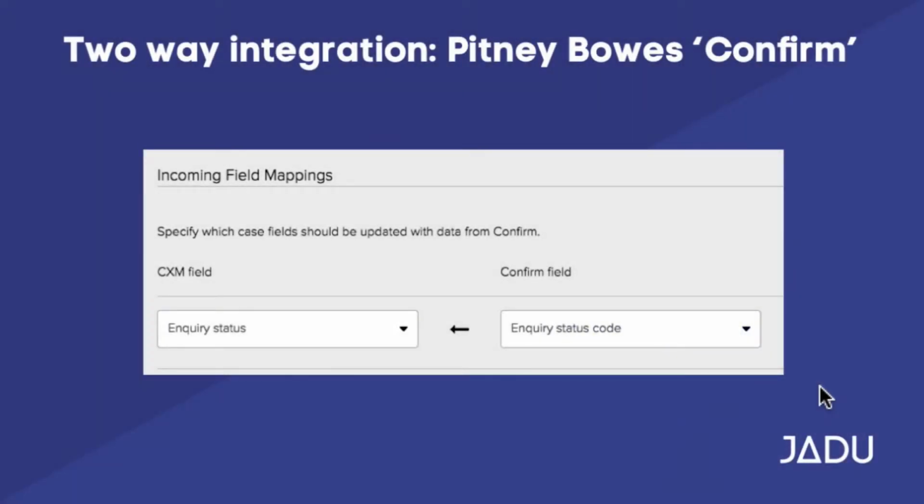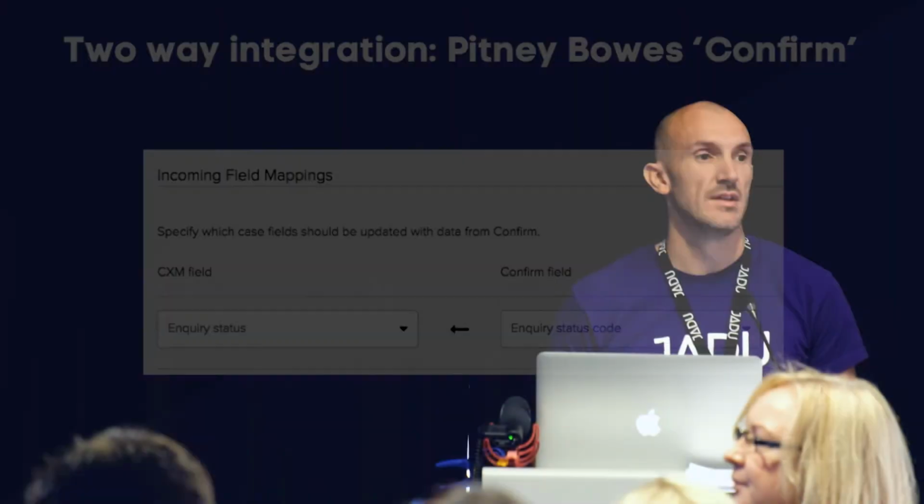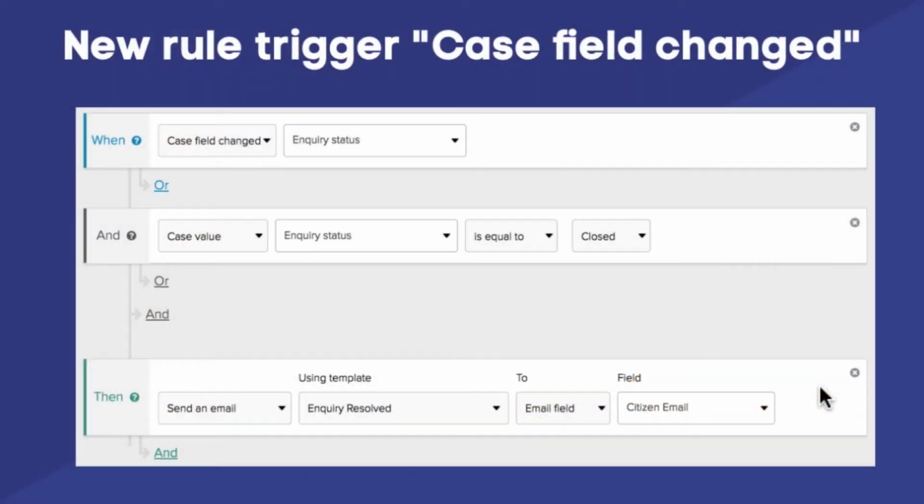So we saw a video earlier on of the Pitney Bowes Confirm two-way integration that we added. Effectively, we added the ability to map inbound fields from Confirm back into the CXM case type. And that's all powered through the Pitney Bowes CRM agent feature. The second part of that, which is reusable across all of the integrations that we'll provide in the future, is a rule trigger for when a case field is changed.